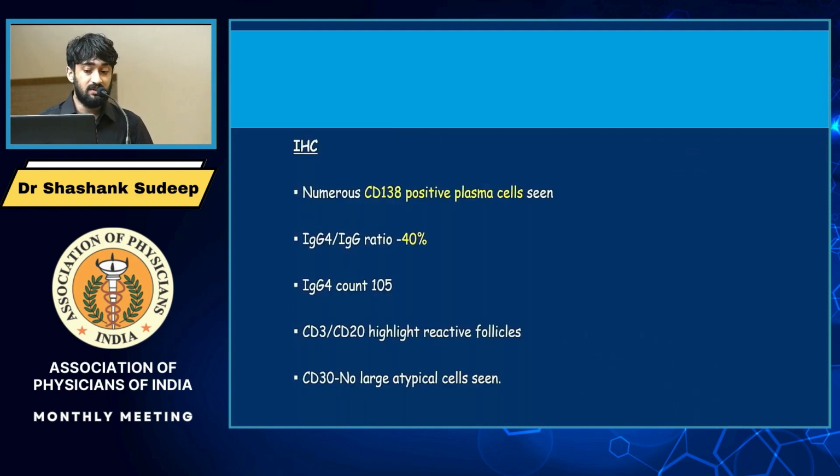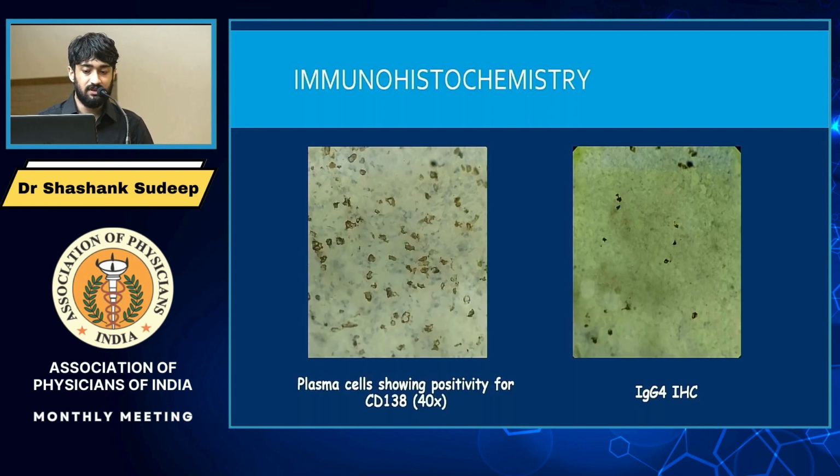On immunohistochemistry, numerous CD138 positive plasma cells were seen. The IgG4 to IgG ratio was 40%. The IgG4 count in our tissue sample was 105. CD3, CD20 reactive follicles were seen, and no CD30 atypical cells were noted. These are the immunohistochemistry pictures.